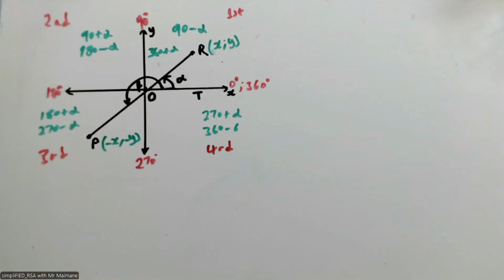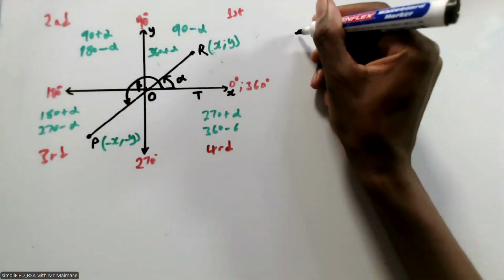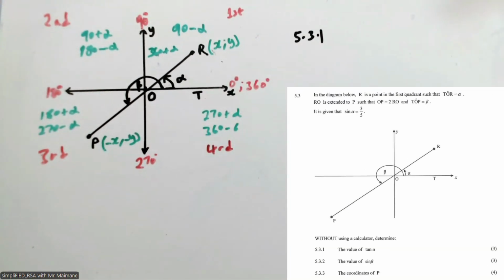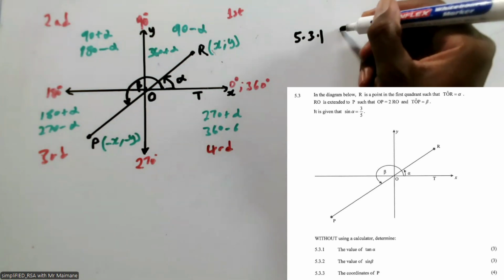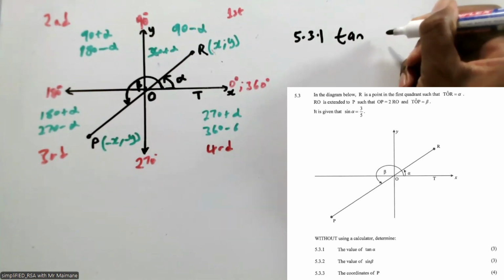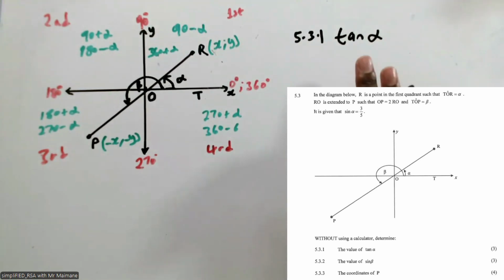So now, for the first question, 5.3.1, I am required to determine tan of alpha. I just need to give the value of tan of alpha. But what information do I have?